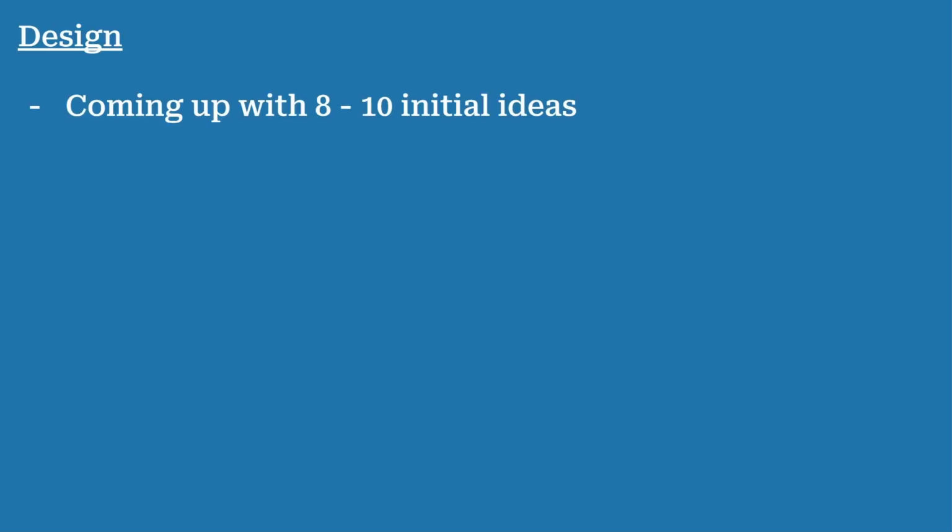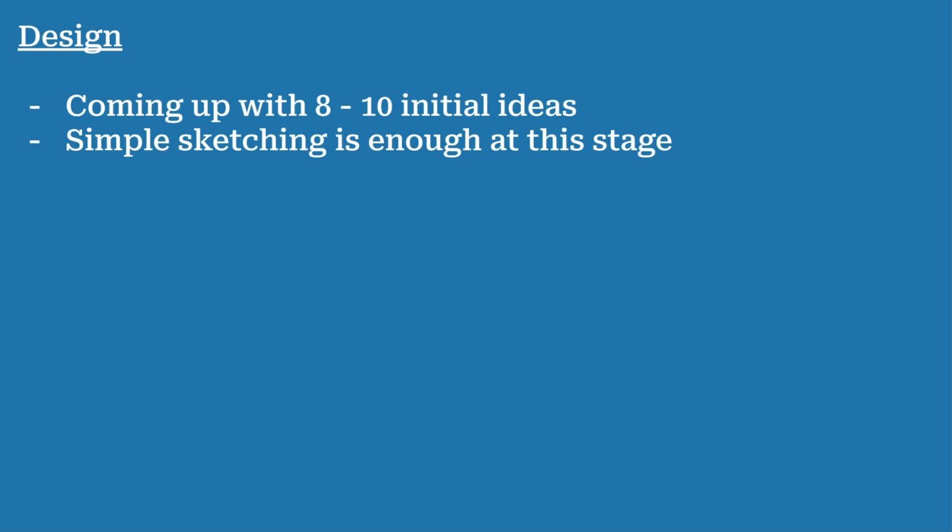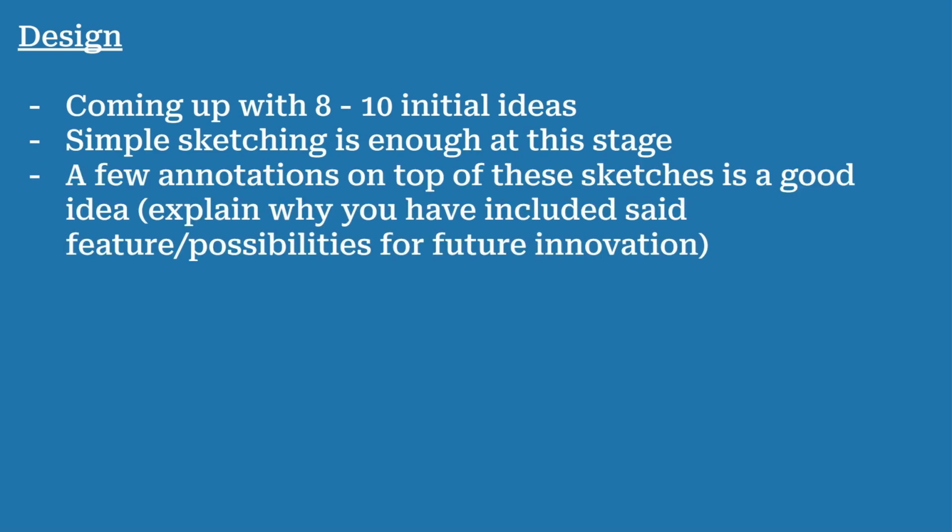Moving on to design, you'll start off by coming up with some initial or hazy ideas. You need to generate a wide range of design ideas to get in the top band of the mark scheme, so around 8 or 10 solid ideas that are all different from each other. In terms of presentation, simple sketching is enough at this stage. A few annotations on top of these sketches showing how that design may function is also a good idea and is something that I did not do.